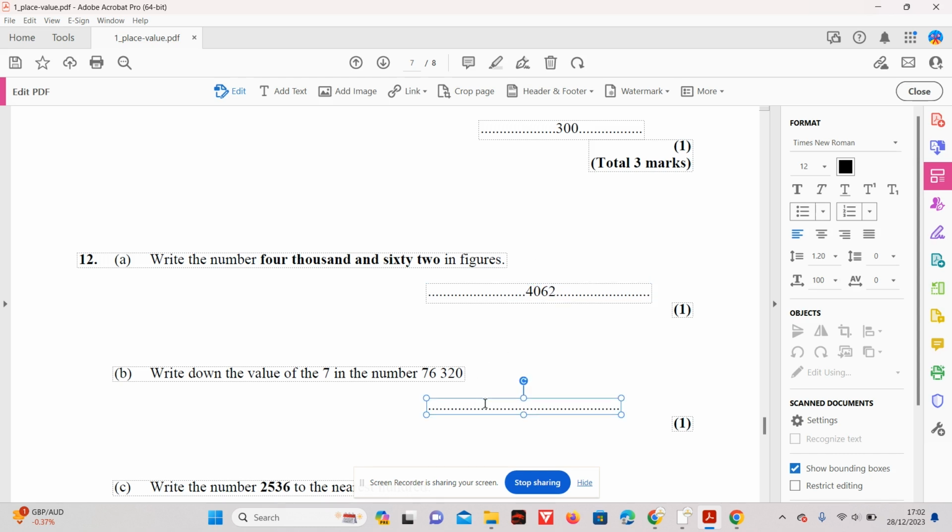And then write down the value of the 7 in the number 76,320. So when we're saying the number 76,320, I'm saying 70,000. So we just type in 70,000.